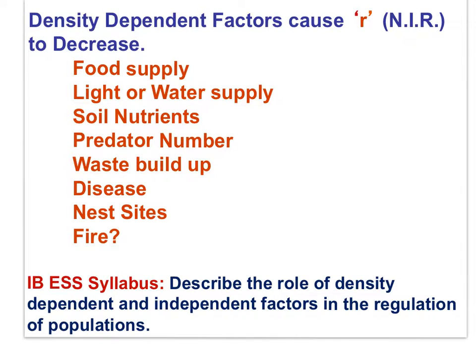So here are the density-dependent limiting factors that limit the growth of populations as they approach carrying capacity. These factors keep the size of populations at or below carrying capacity. The growth in a population slows because these factors result in a decline of the natural increase rate toward zero as the population approaches carrying capacity. You should study this list.